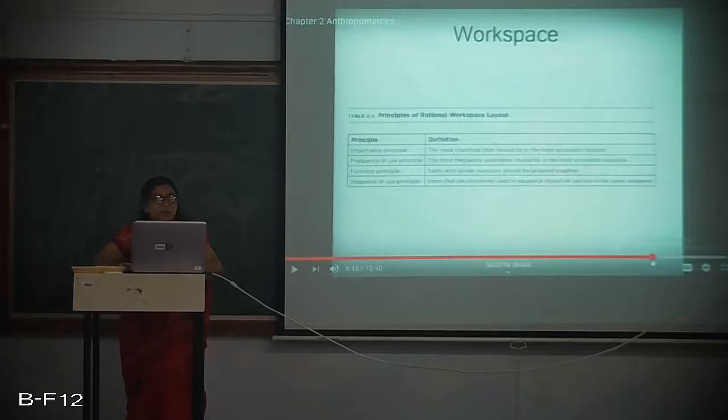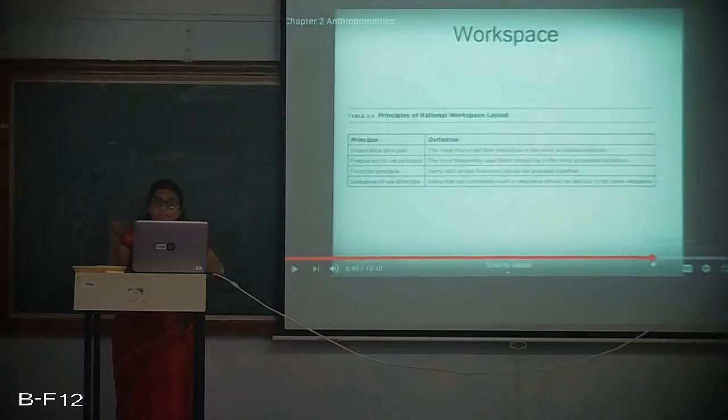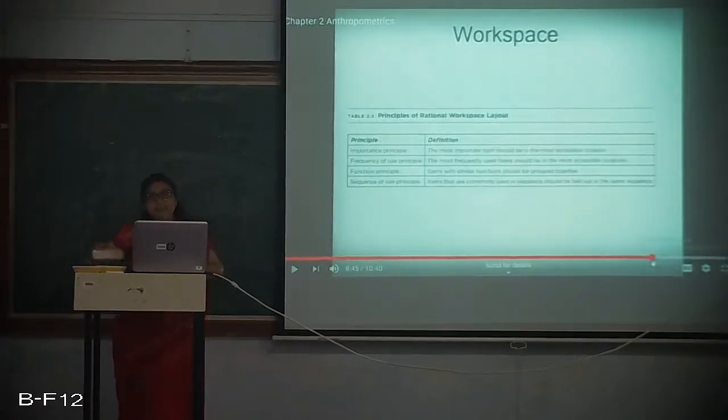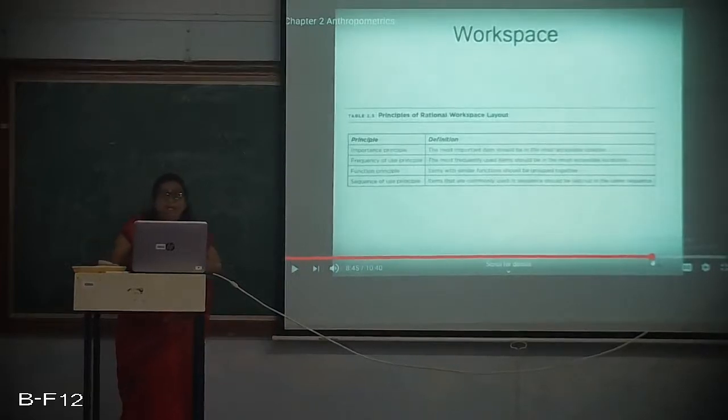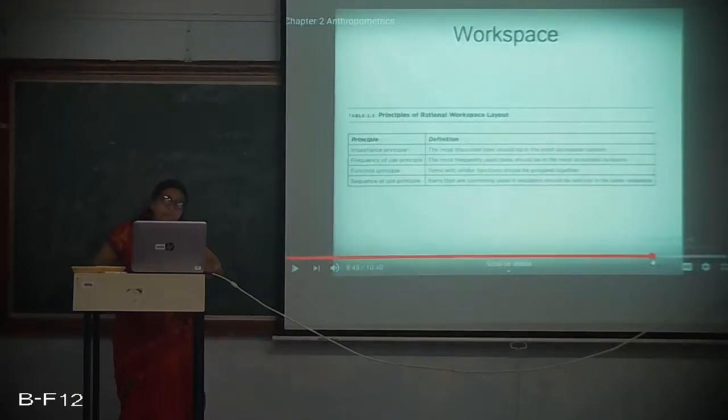What is the importance principle? The most important item should be in the most accessible location. So it means that the important principle of workspace is that the item should be accessible in the workstation to the person who is using it. Then the frequency of use principle: the most frequently used item should be in the most accessible location. If I am using it continuously, then it should be readily and comfortably accessible to the person who is using it. Then the function principle: items with similar functions should be grouped together. Then the sequence of use principle.